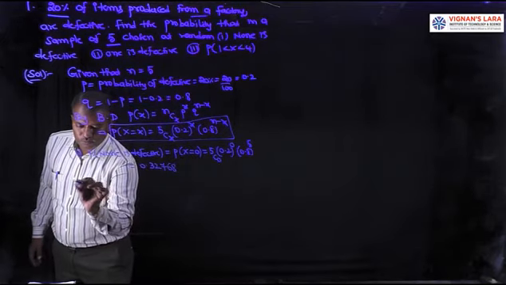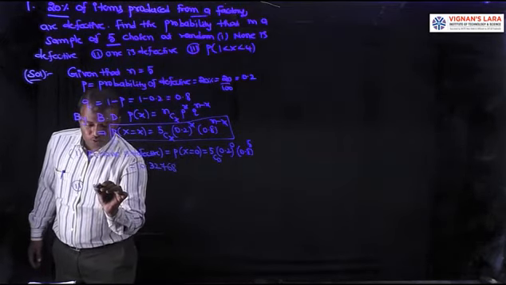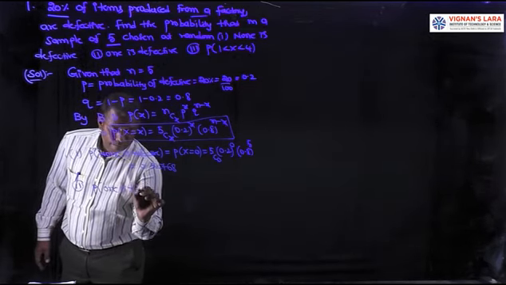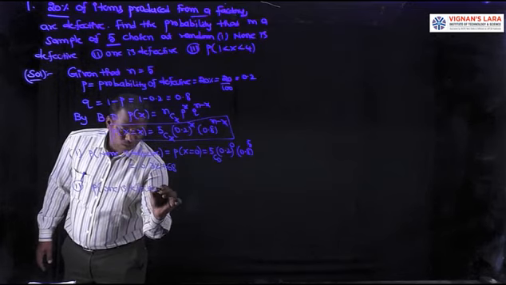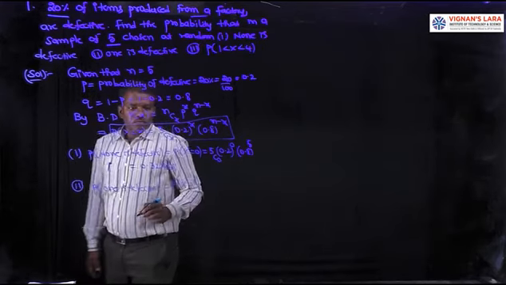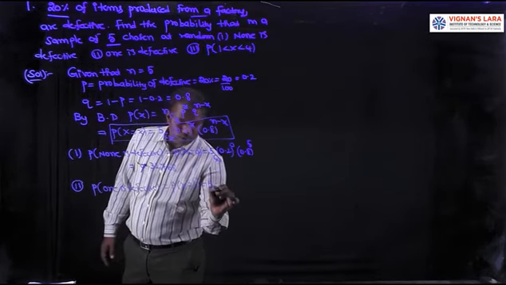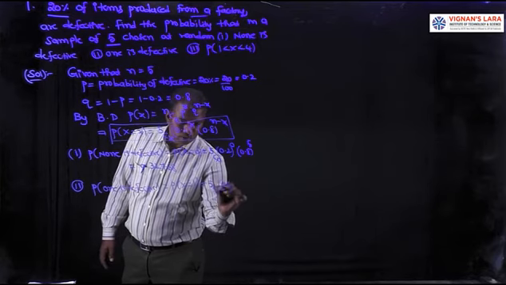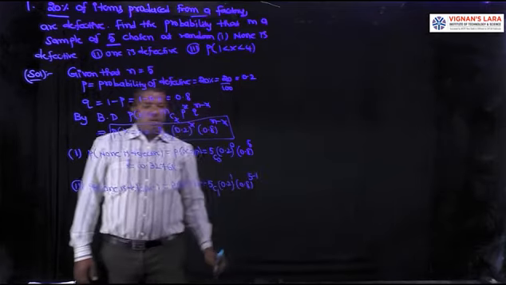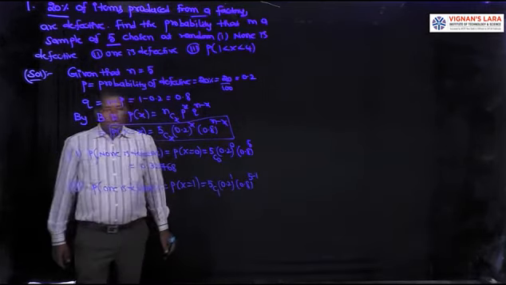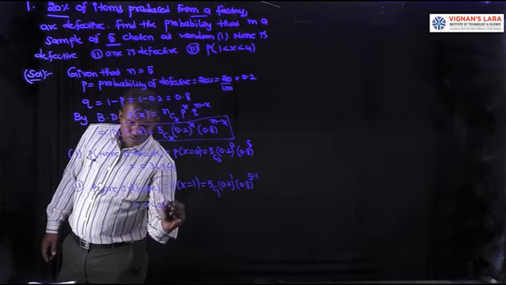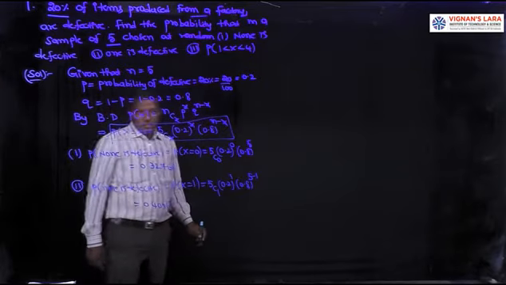Second one, 1 is defective. Probability of 1 is defective means P of x equal to 1. So its value is 5C1, 0.2 whole power 1 into 0.8 whole power 5 minus 1. Replace x by 1. Its value is 0.4096.